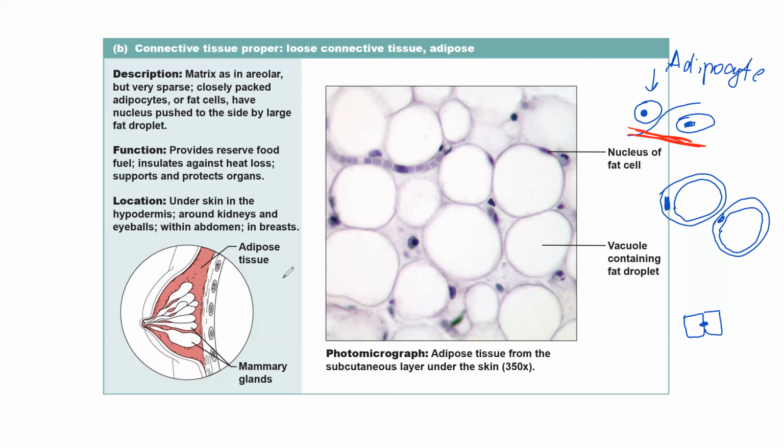And for a micrograph, let me show you. Here's the cell, like this. Here's the nucleus that is pushed to the side because you have this huge vacuole containing fat droplets. And you do see some matrix in between, and this matrix will be similar to areolar tissue matrix.